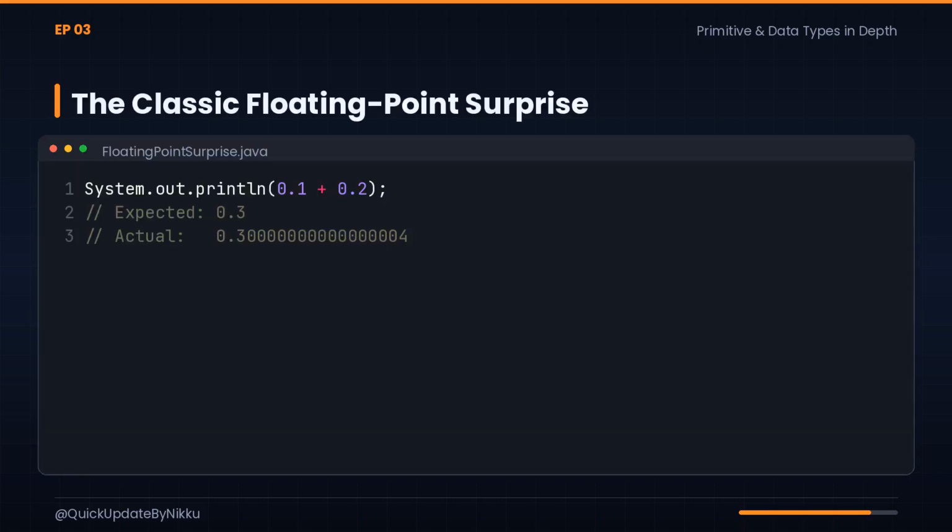This is the most famous floating point puzzle in programming. The answer is not 0.3, it is 0.30000000000000004. And critically, this is not a Java bug, not a JVM bug. The same result appears in C, Python, JavaScript, and every other language that uses IEEE 754 floating point arithmetic. Understanding why requires understanding how these numbers are stored in memory.